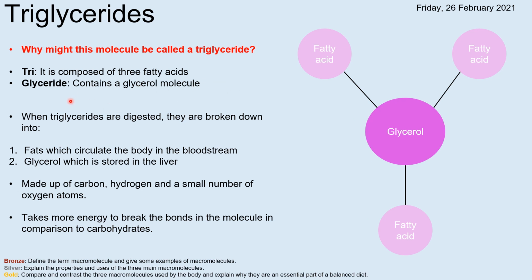When triglycerides are digested, they're broken down into either fats, which circulate around the body in the bloodstream, or glycerol, which is stored in the liver. They are made up of carbon, hydrogen, and a small number of oxygen atoms, and it takes a lot more energy to break the bonds in this molecule in comparison to carbohydrates, which is why it's a lot harder to break down fat once you've gained it, and also lose weight once you've gained it.